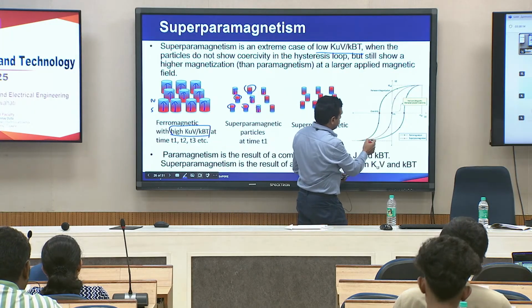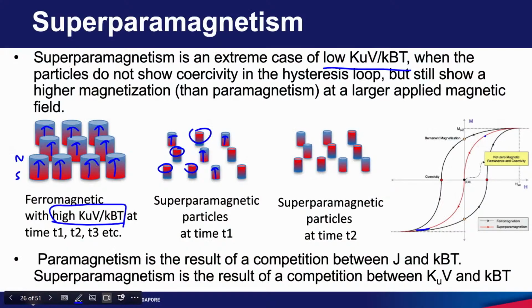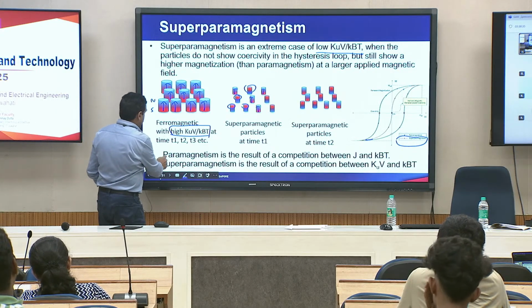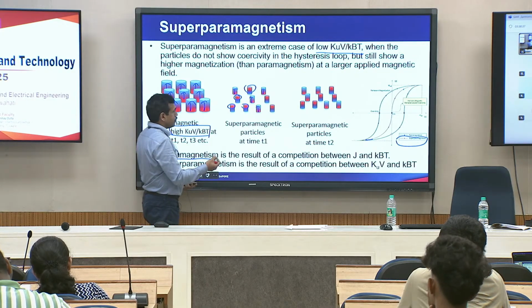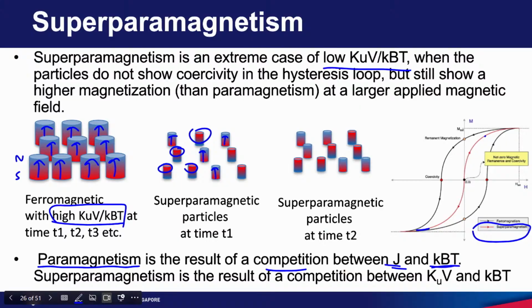Okay, so, that is why I mentioned that the red curve that you see here is the curve of a superparamagnetic system, and the black is the hysteresis loop of a normal ferromagnetic material with a large KUV by KBT. So, when we talk about paramagnetism, we are talking about a competition between KBT and the magnetic moments. In the case of superparamagnetism, it is the competition between KUV and KBT.